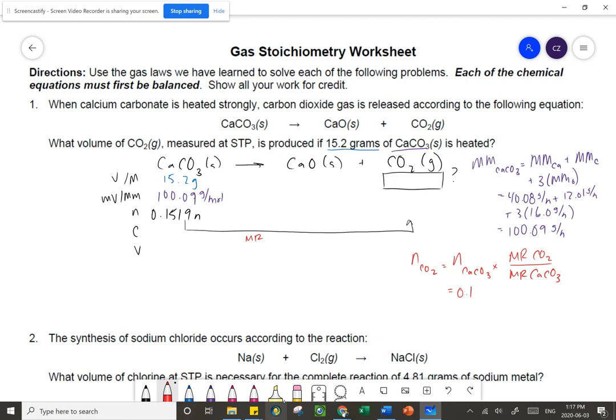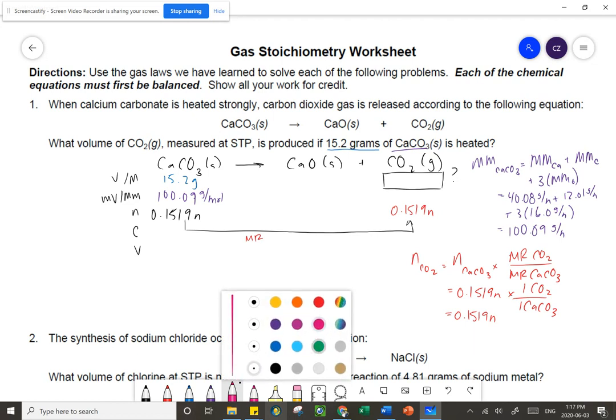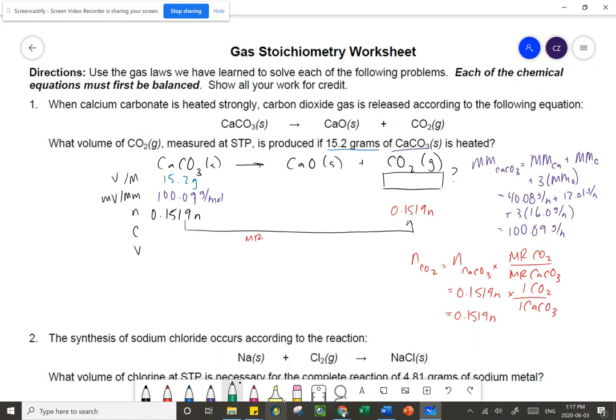Okay, so I'm going to have 0.1519 moles times 1 CO2 for every 1 CaCO3, so it's going to give me the same value, 0.1519 moles. Now, we're told in the question that it's measured at STP. So we can actually use our molar volume here to figure out moles of a gas.